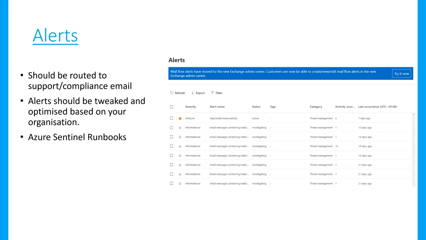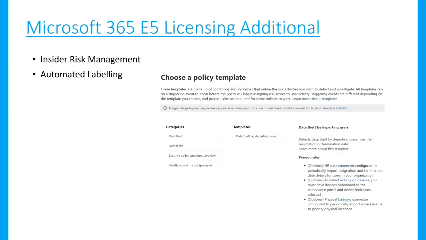If we now just move on to a few additional licensing pieces for E5, we've got a couple of additional items that are available. The first thing is insider risk management. Insider risk management is based on an event happening in the organization, whereby one of your employees may potentially be a risk to your business.